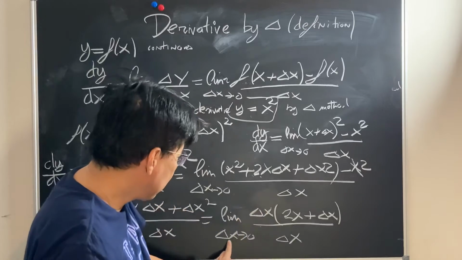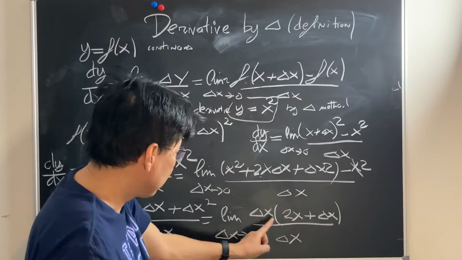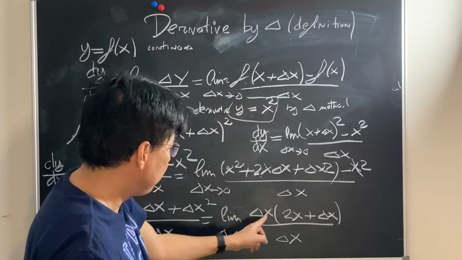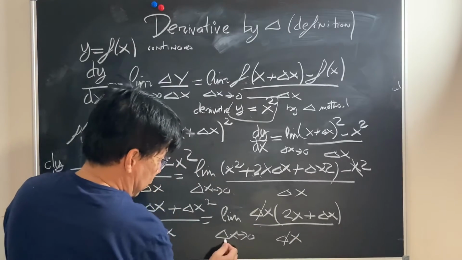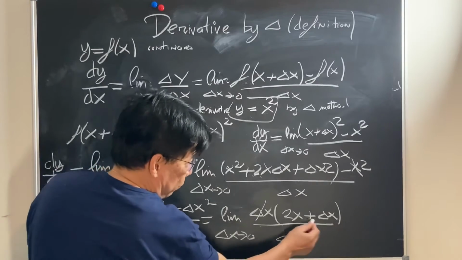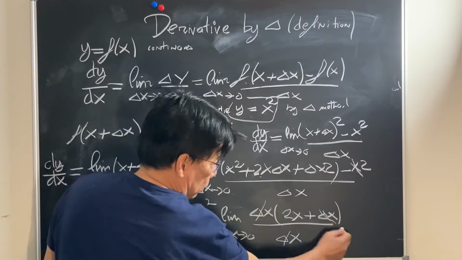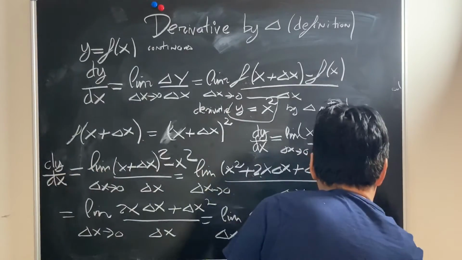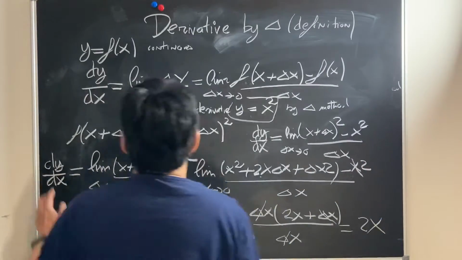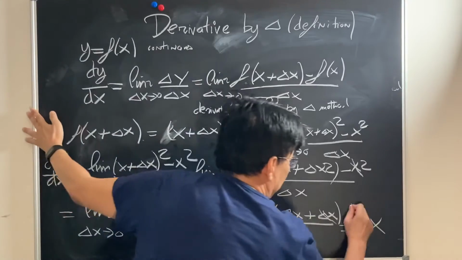So you cancel delta x, and then substitute delta x equal 0 here. Delta x here equals 0, so you have 2x left. So the answer is 2x.